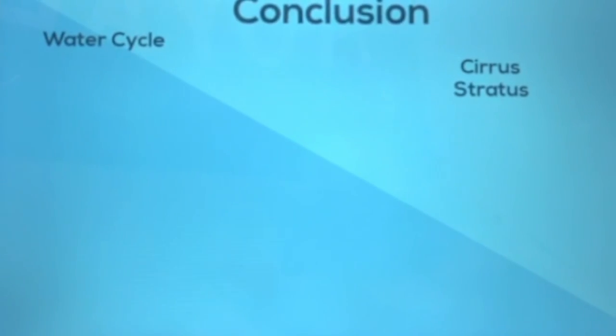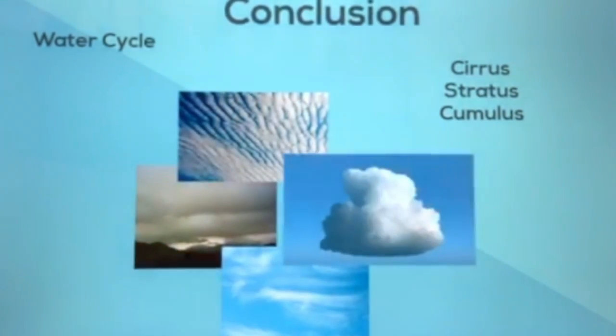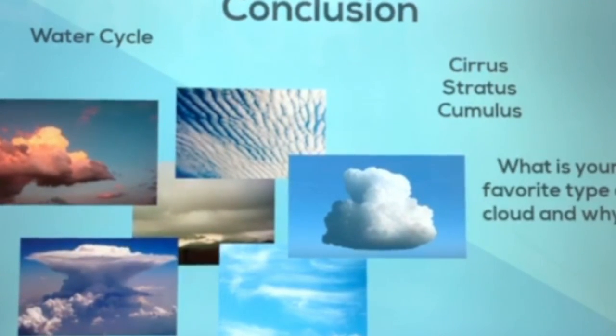So the main points that should be taken from this video are: 1. That the water cycle is key in the formation of clouds. 2. There are 3 main types of clouds. And 3. Each type has a specific shape and appearance. Now you can write the response to this question in your science journal. What is your favorite type of cloud and why?